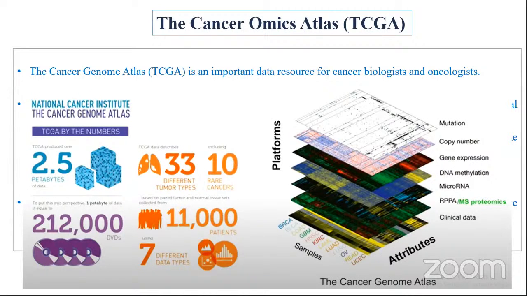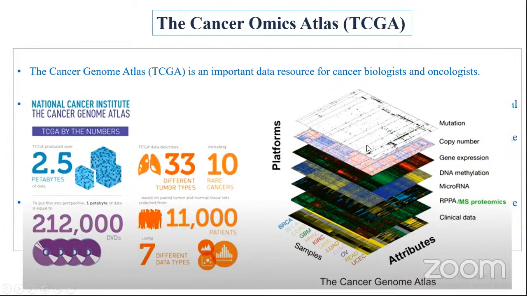Okay, so it has 33 different tumor types and 10 rare cancer types, including 11,000 patients and 7 different data types. These 7 different data types are nothing but the omics techniques. They are the mutations, copy number, gene expression, DNA methylation data sets, microRNA, RPPA data, or the MS proteomics data sets, and the clinical data sets. These are the different data types.